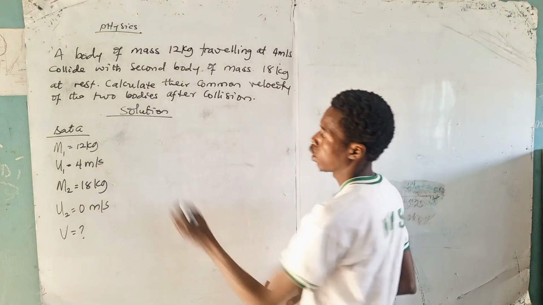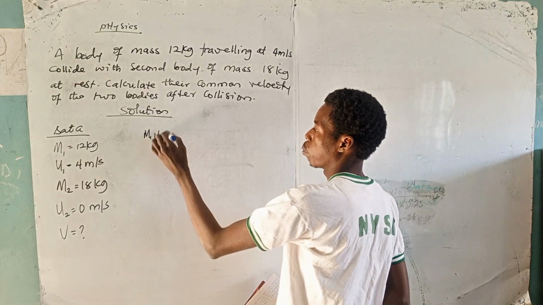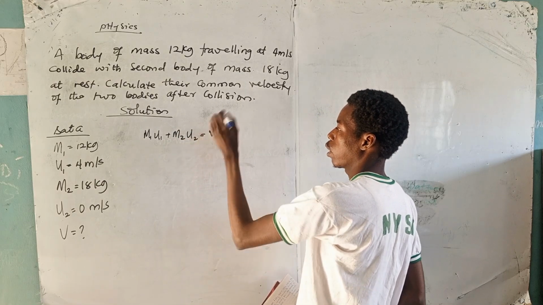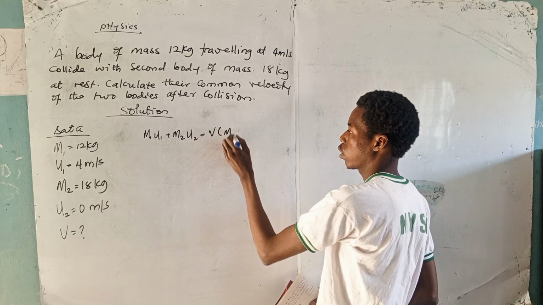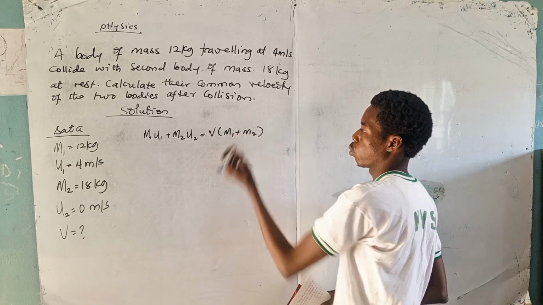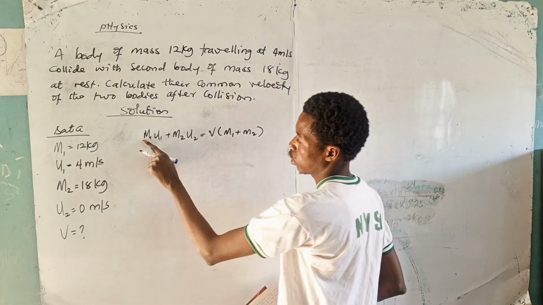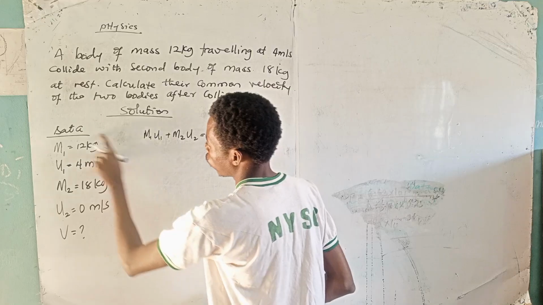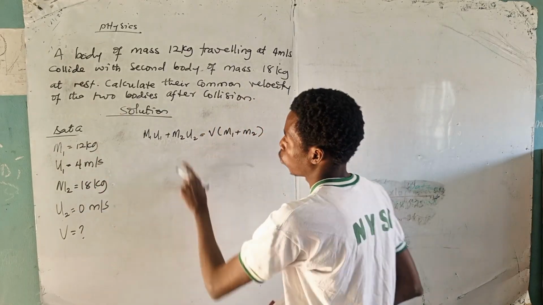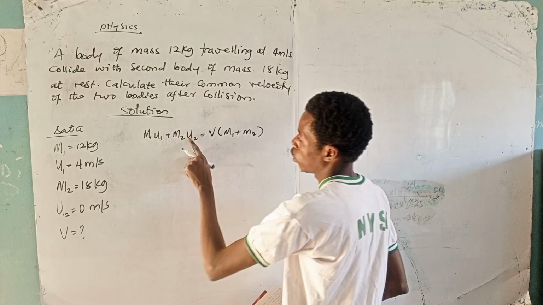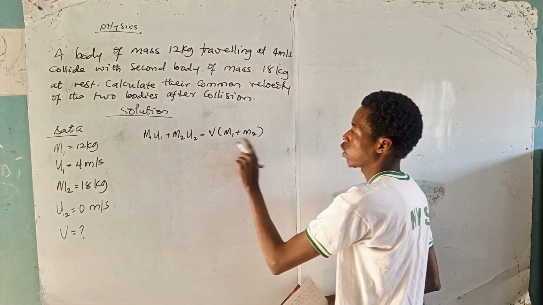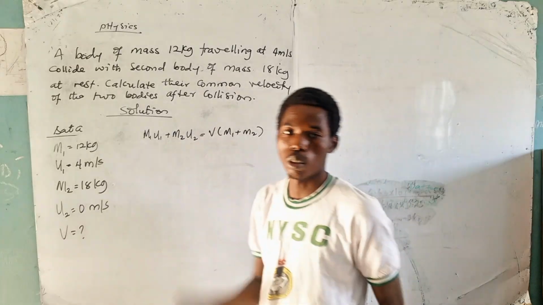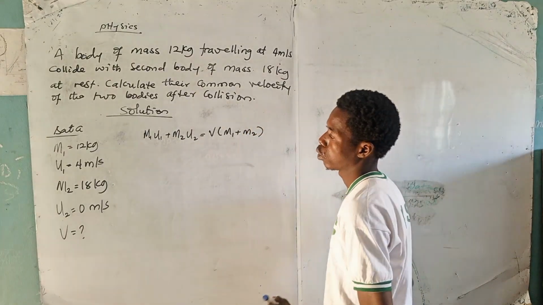So we will use this formula: m1 u1 plus m2 u2 equals final velocity times open bracket m1 plus m2, where this m1 is the mass, that 12 kilogram, and this u1 is the velocity of the first body, while m2 is the mass of the second body, u2 is its velocity. Likewise, this m1 and m2 are the masses of the bodies, and this v is the common velocity of the two bodies.